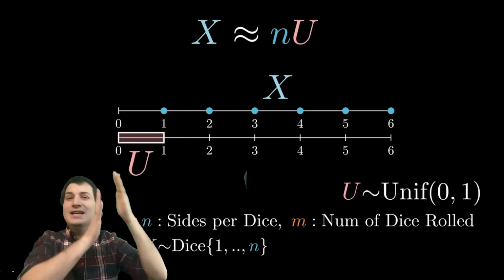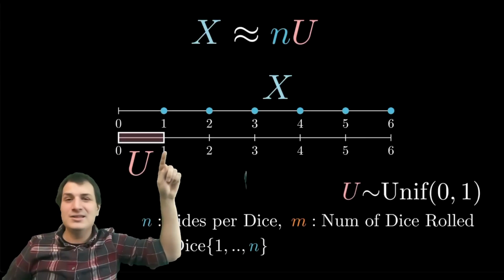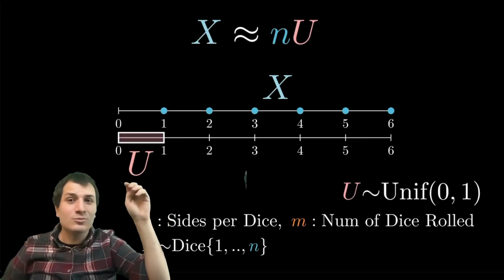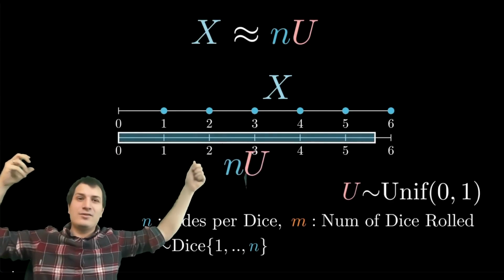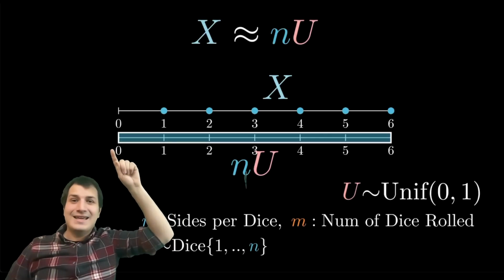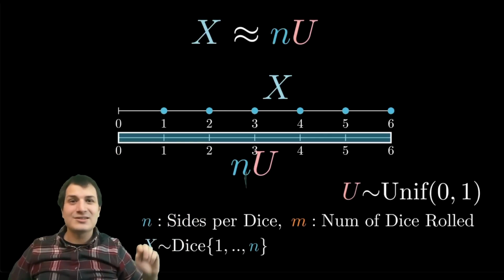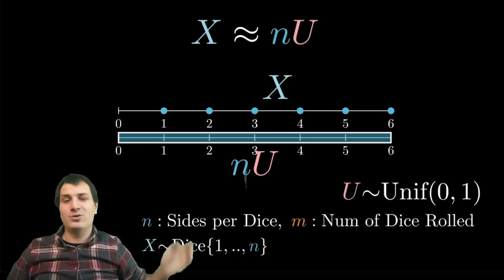So it's sort of like a continuum of all the possibilities between 0 and 1. It's sort of this area between 0 and 1. That's u. What is n times u? Well, when you multiply by n, you sort of stretch the entire thing out to the number line 0 to n. So n times u is evenly smooshed from 0 to 6, whereas x is these masses at 1, 2, 3, 4, 5, and 6.